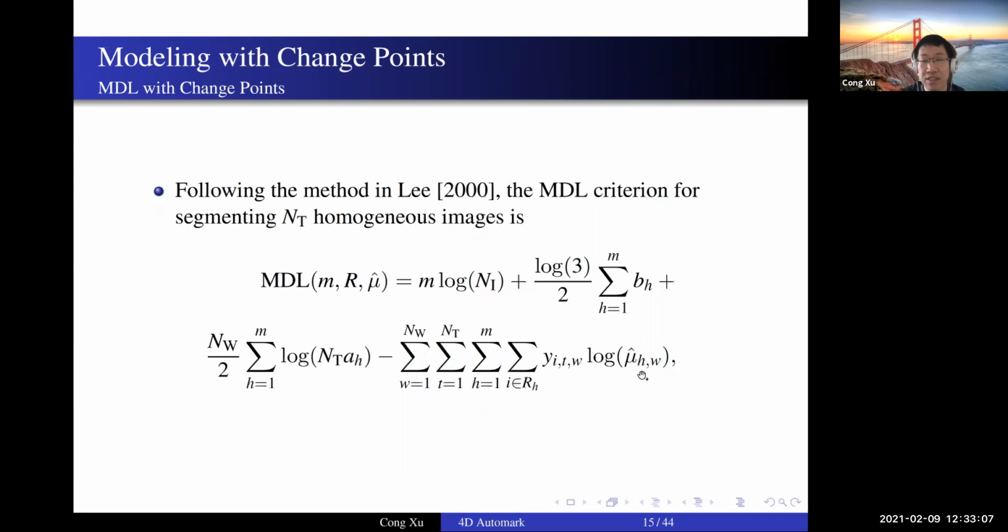And the second term is just the negative log likelihood. If the model fits pretty well, then this term will be small. So the summation of these two terms is the MDL for a homogeneous model with no change points.